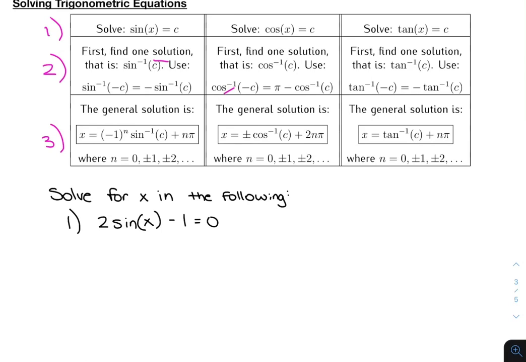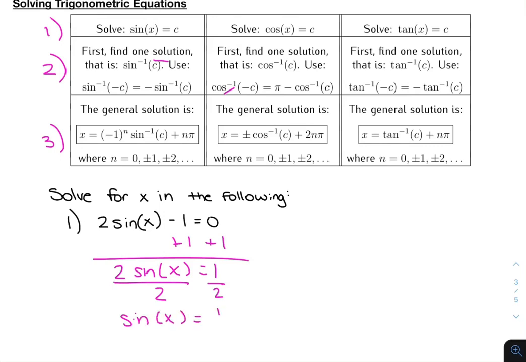So if we look at 2 sine x - 1 = 0, we're going to first want to isolate sine by itself. That way we can solve for sine x. So to do this, we can add 1 to both sides, and then we're left with 2 sine x is equal to 1. So now we can divide both sides by 2 to get sine by itself. So we are left with sine of x is equal to 1/2.